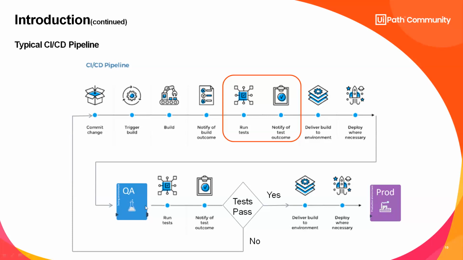So if you see here, we have QA. Once deployed onto QA, our QA team will begin testing and then notify the test outcomes to the team, or to the developer if it is a bug. They'll start working on the bug.